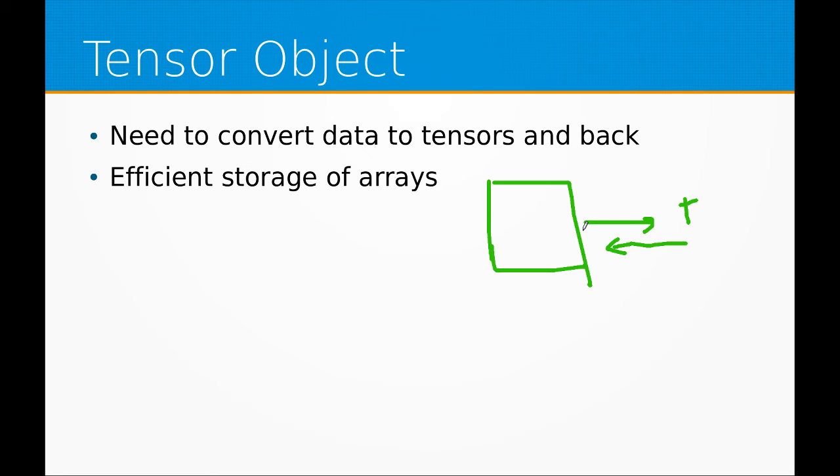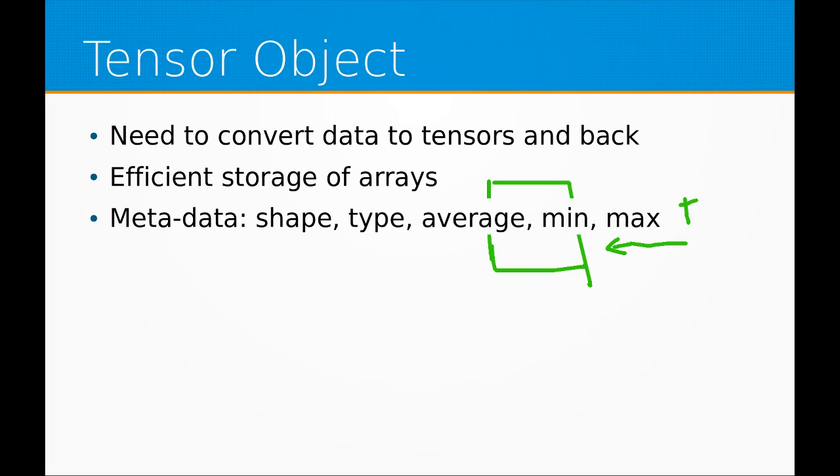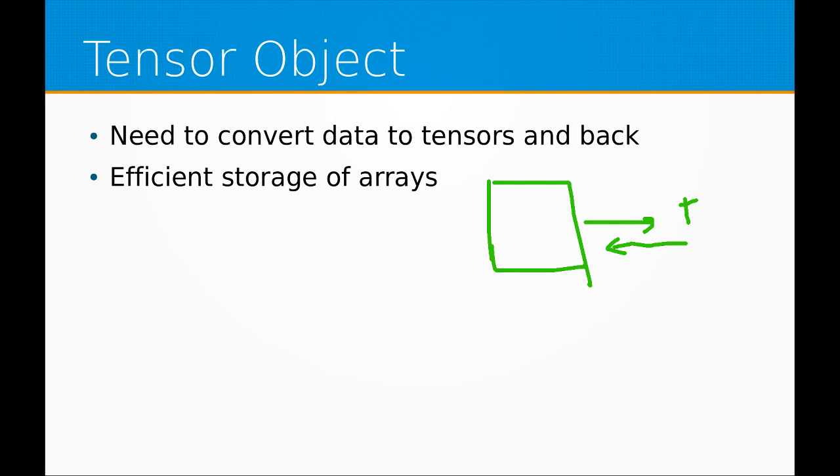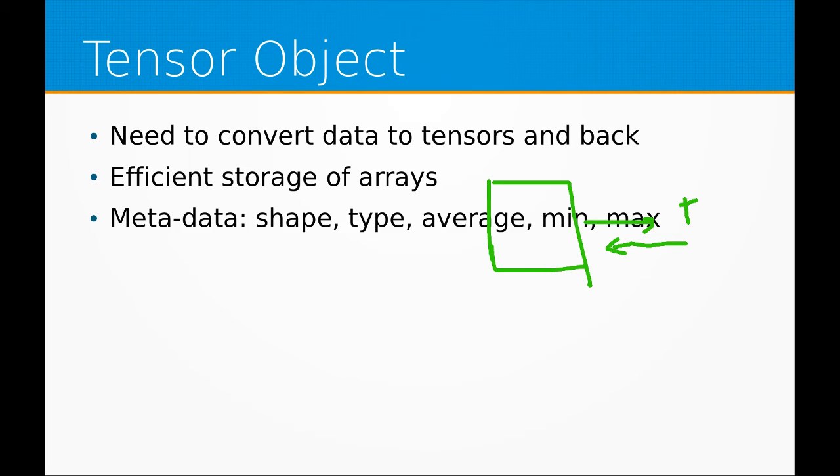And since of course tensors are ND arrays, it needs to have an efficient way to store arrays, not as, for example, arrays or linked lists. It might be a sparse matrix where a lot of numbers are zero. So you need to have efficient ways to store the matrix such that the memory that you use is minimized. And it needs to have other metadata, something like shape, type, average, min, max.